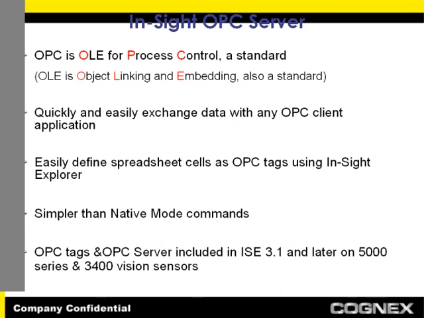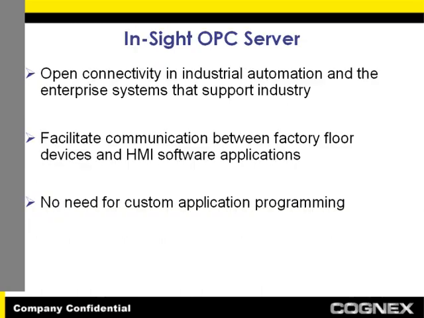OPC is available for InSight Explorer 3.1 and later on the 5000 and 3400 vision sensors. So if you have any older customers with 2000s, 3000s, or 4000s, that's not available. Like I said, the OPC server is meant to share data, and the InSight OPC server is designed with the idea that the data in InSight can be shared with an HMI or used for data logging in a spreadsheet, which I'll be showing you two different examples of. And it eliminates the need for custom programming.